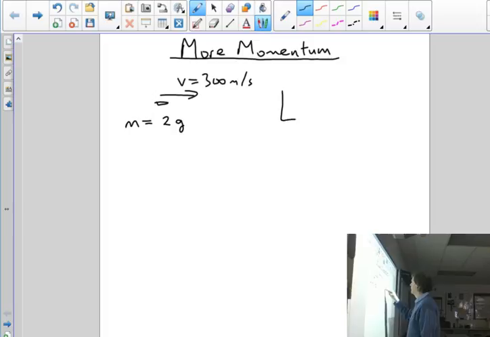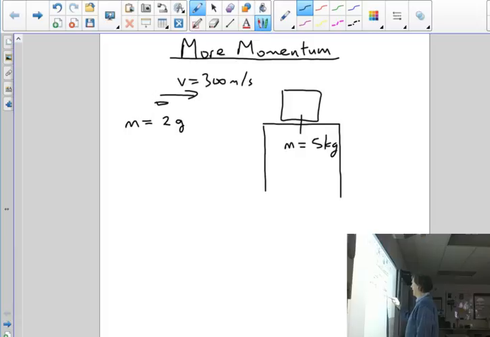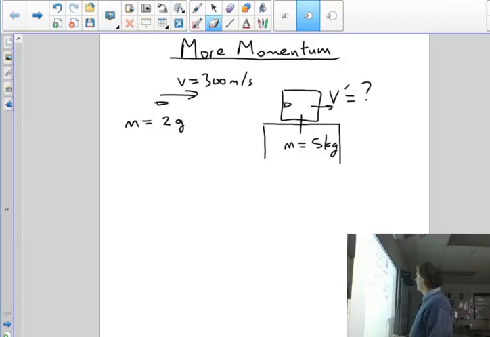We're going to collide that into a block of wood here that's stationary on a smooth table with a mass of, say we'll give it 5 kilograms. And the bullet's going to embed in here and knock the block forward after it collides. So what we're interested in is how fast does this combined object now go after the collision. So you would still use the same technique here. And the technique you use is LOCOM.